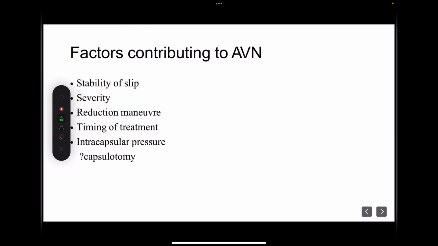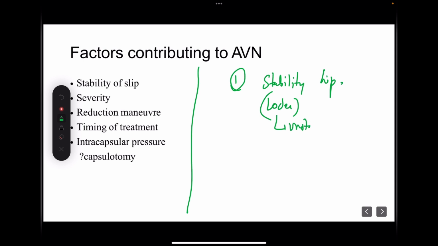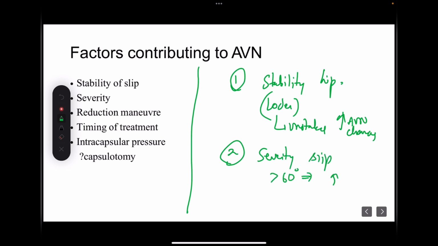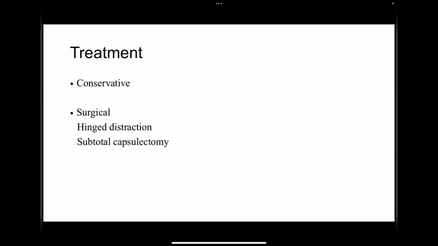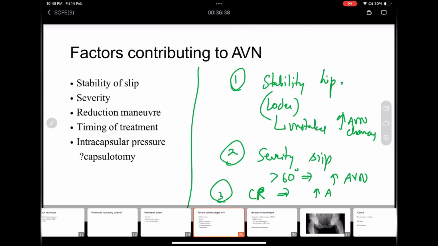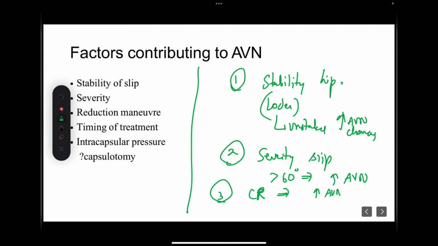Before that, we should know that there are certain factors which contribute to the development of AVN in SCFE. What are these factors? The most important is the stability of the hip that we discussed in Loder classification. Unstable cases, higher AVN chances. Another one is severity of slip. Slip angle more than 60 degrees, more AVN chances. Apart from that, whenever you are doing forceful closed reduction, more chances of AVN. And whenever you are not treating, untreated cases, more chances of AVN.